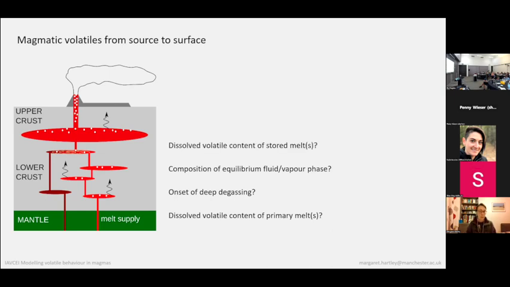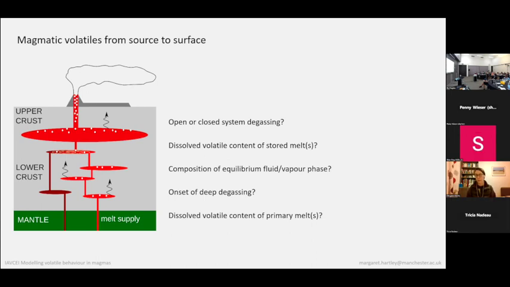We want to know the dissolved volatile content of stored melts. And so this means that our volatile solubility models have to be able to account for changes in magma composition as magmas are fractionated in the system. We want to understand whether there's open or closed system degassing, and if it's an open system, what gas compositions should we be able to measure at the vent? If it's a closed system, what does the fluid accumulation mean for the priming of a magma chamber for eruption?